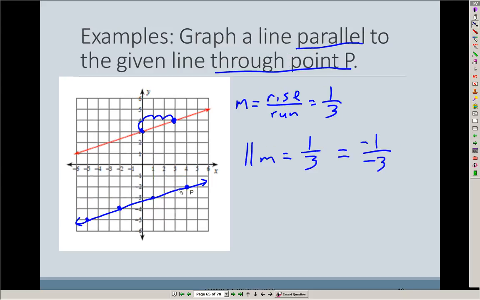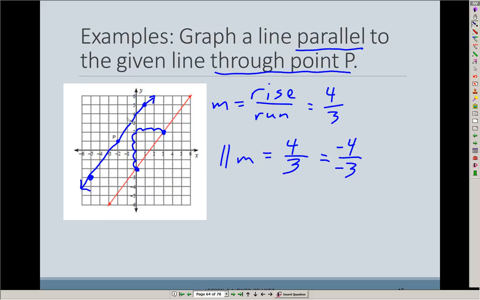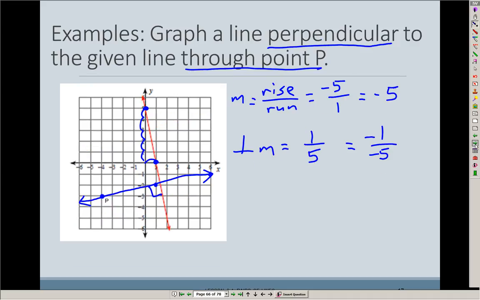These lines are very obviously parallel. They're never going to intersect. And these lines are parallel. Those won't intersect. So it's good to eyeball the graph and make sure that it's logical.